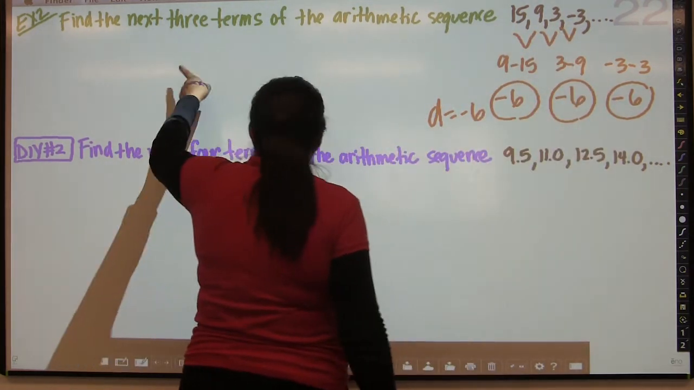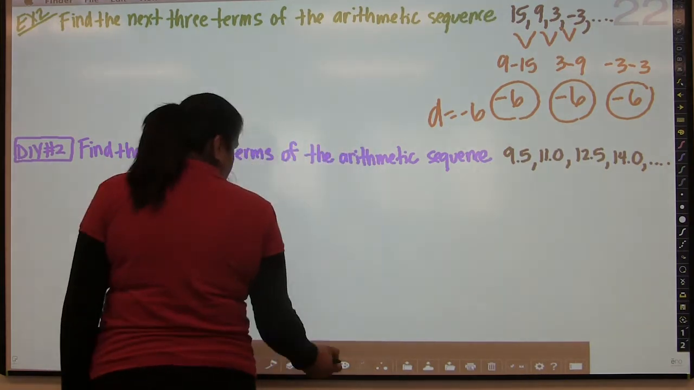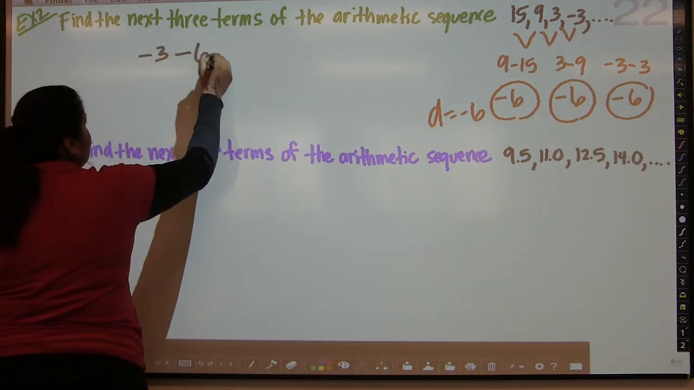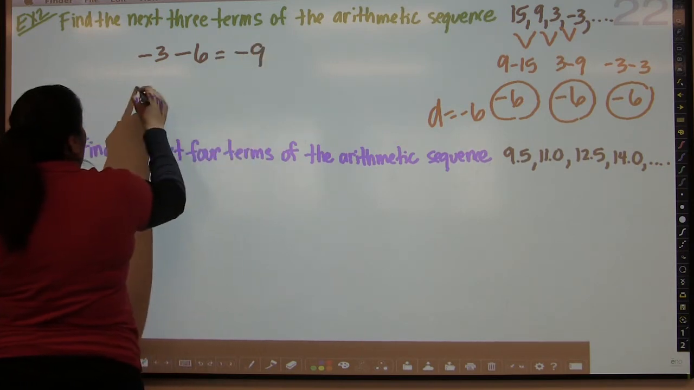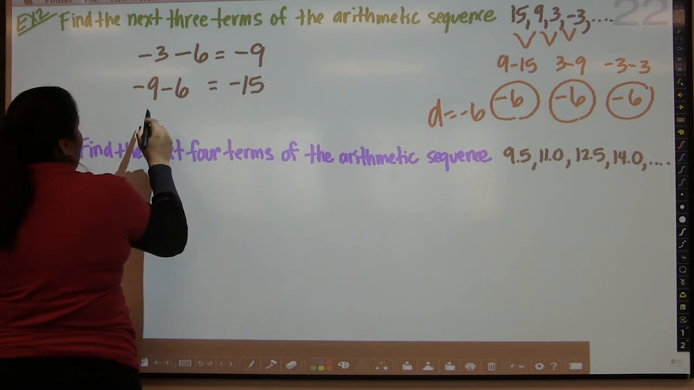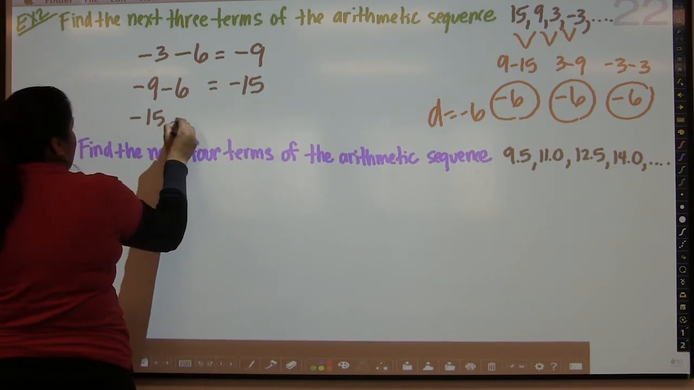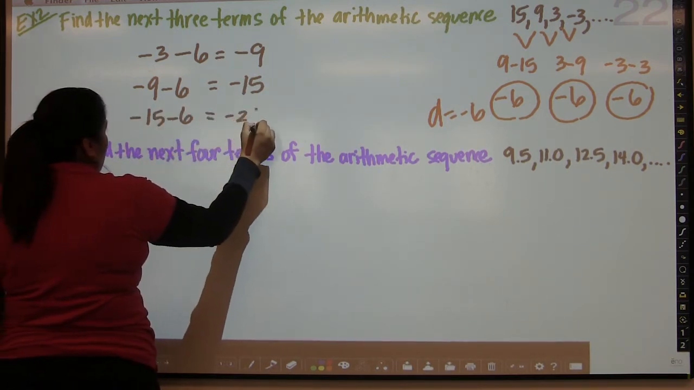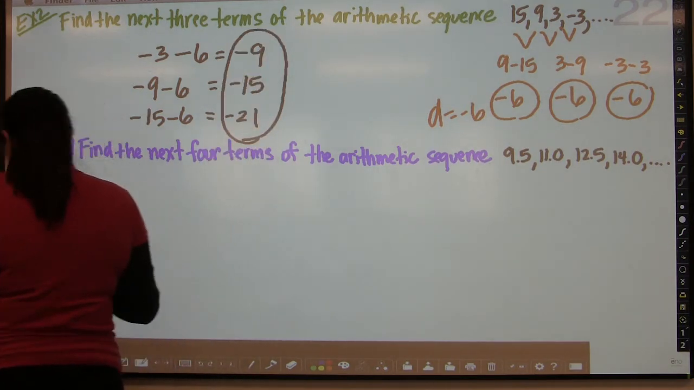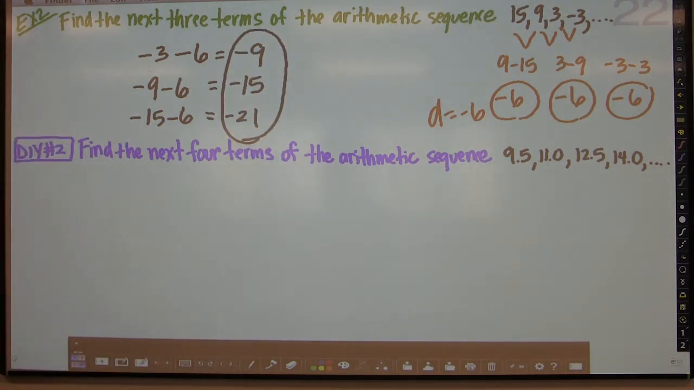Now I want to find the next 3 terms. So negative 3, I need negative 3 minus 6, which is negative 9. And then I need negative 9 minus 6, which is going to be negative 15. And then I need negative 15 minus 6, which will equal negative 21. And the next 3 terms in the sequence would be negative 9, negative 15, and negative 21. And that's pretty much how you do that.